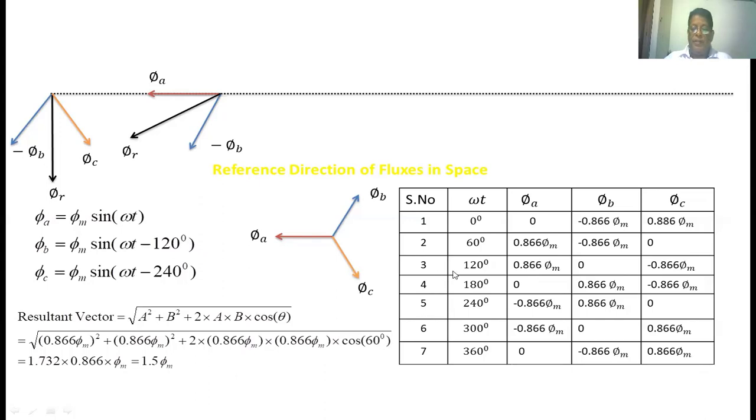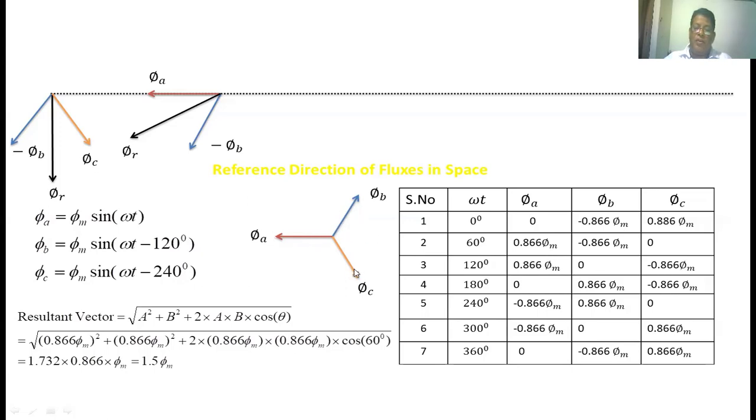Next, you repeat the same thing at 120 degrees. At 120 degrees, the flux coming from the phi a becomes 0.866 phi m. The flux coming from the phi b becomes 0. The flux coming from the C phase becomes minus 0.866 phi m. So this flux becomes 0.